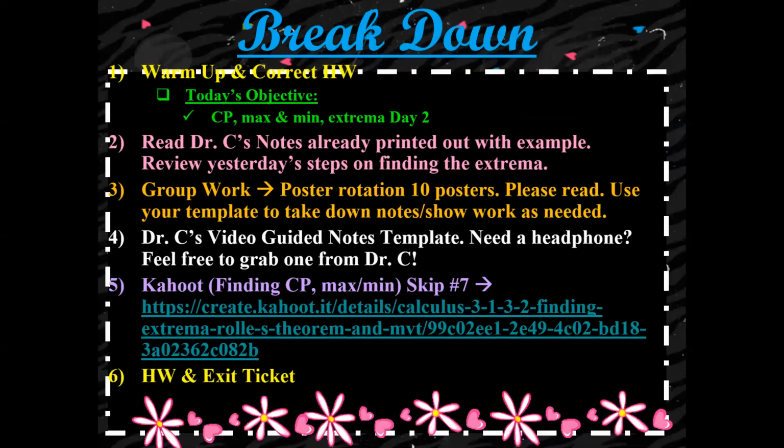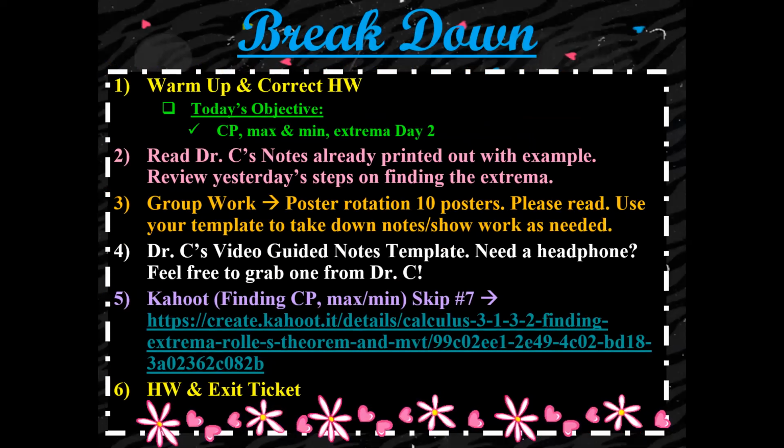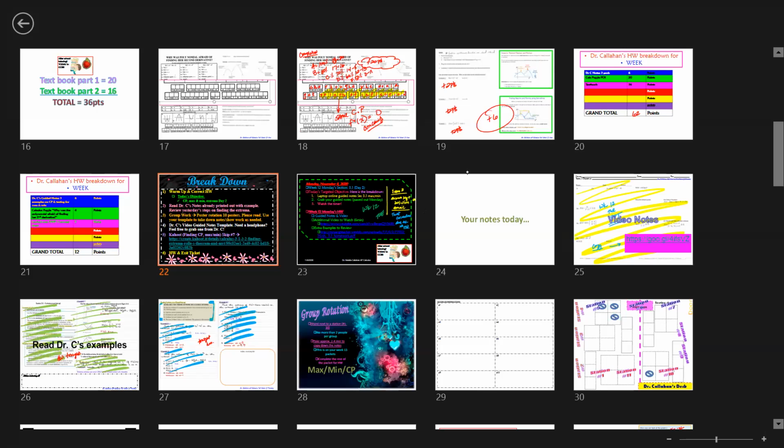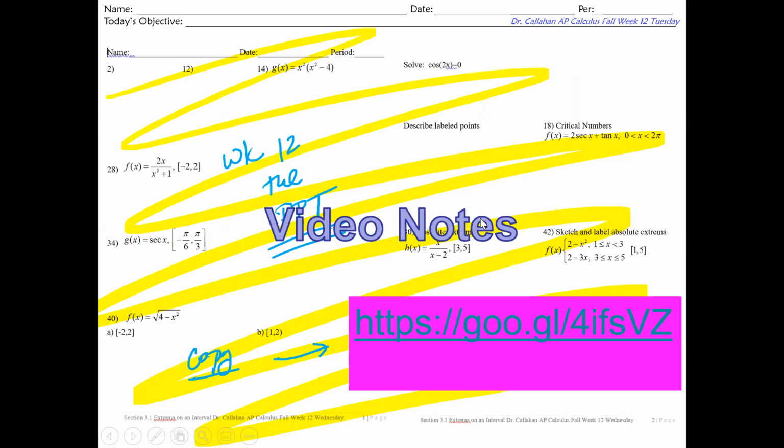All right, so here is the breakdown for today. This is our second day of critical points, max, min, extrema. We're going to go over my notes that are already printed out with examples and review yesterday's steps to find the extrema. I have a poster rotation for you guys to apply this. And you are going to have guided notes with a video from your textbook. You just need to pick a few questions, go through them, and that is it. So with that said, turn over to your notes today.